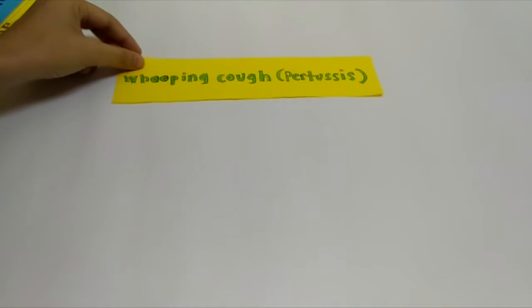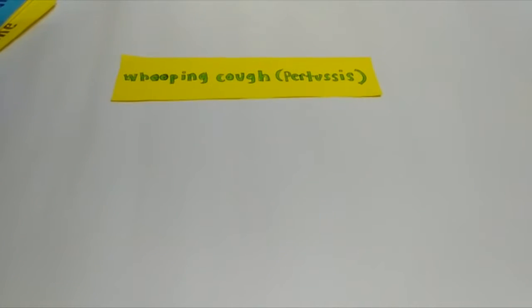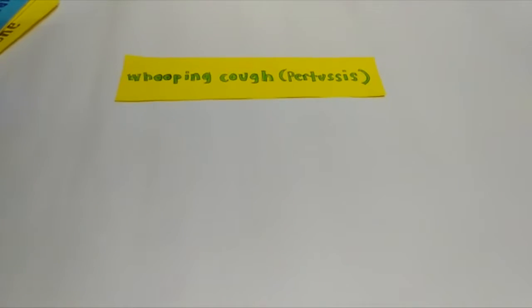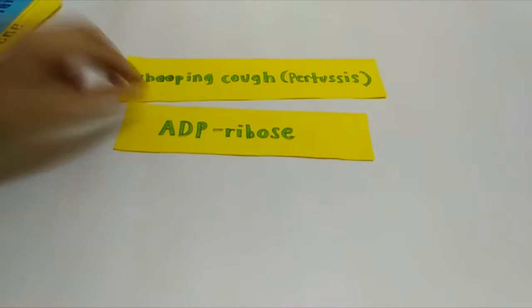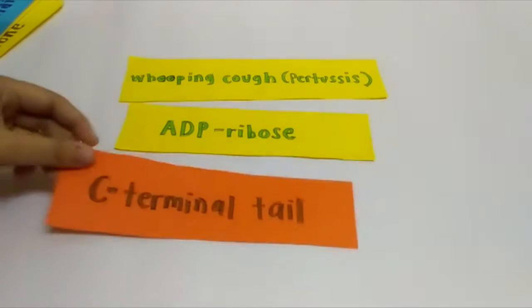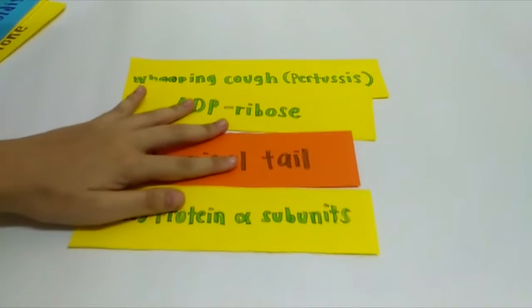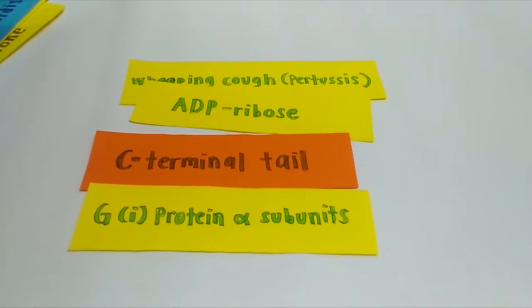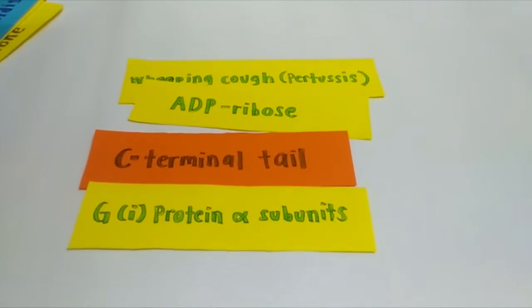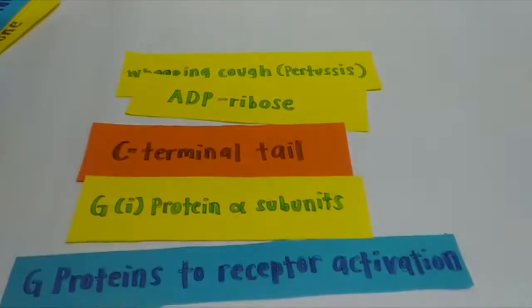Other abnormalities involve decreased signal initiation due to the inability of G protein to switch to active states. For example, the symptoms of whooping cough, pertussis, result from the action of a bacterial toxin which adds ADP ribose to the receptor binding C-terminal of GI protein alpha subunits, causing a reduced responsiveness of G protein to receptor activation.